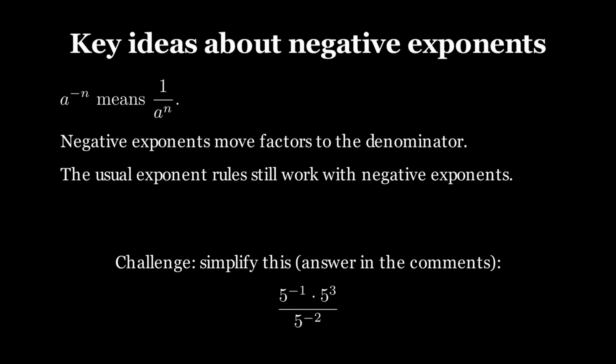Now it's your turn. Simplify this expression. 5 to the power of minus 1 times 5 to the power of 3, all divided by 5 to the power of minus 2.